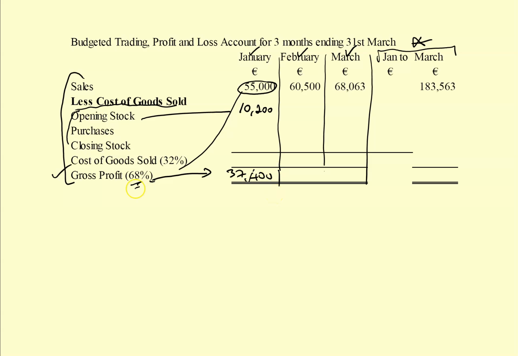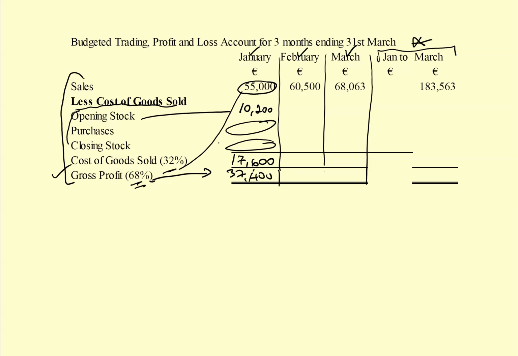Now, if the gross profit is 68%, well, the cost of goods sold must be 32%. So that will give us 17,600. Or of course, it'd simply be the difference between the sales and the gross profit. Now, I have a problem here. I'm missing the closing stock and I'm missing the purchases. How am I going to find those figures?